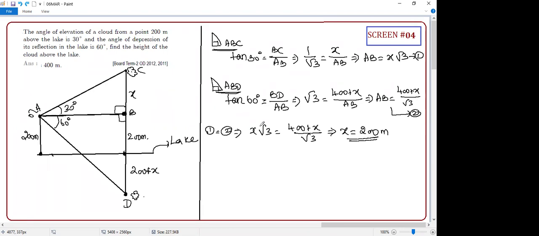No, x is not my answer. What is the question? Height of the cloud above the lake, which means what? Sir, then 400 plus x meters. You have to add this.